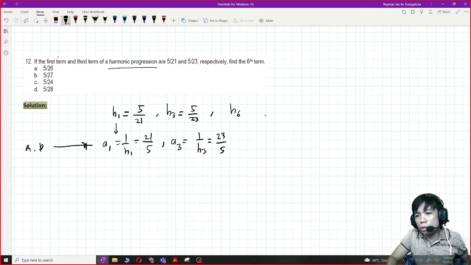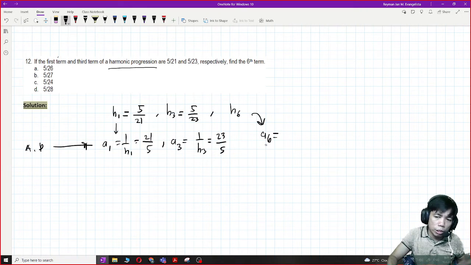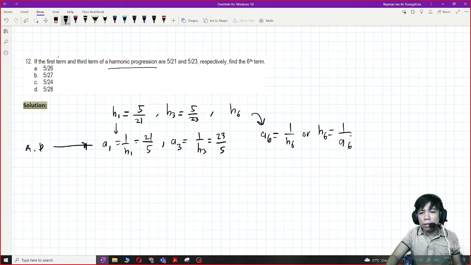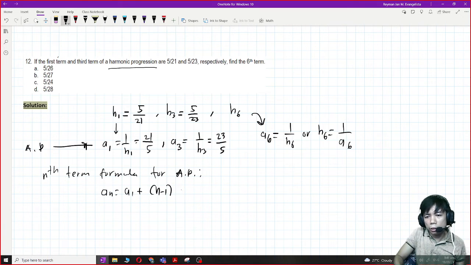So you need to get the 6th term in the arithmetic progression, because the 6th term in the harmonic progression, when reciprocated, is also the 6th term in the arithmetic progression. So H6 is 1 over A sub 6. The given are the first term and third term. How do we get the 6th term? First we get the common difference. You have to use the nth term formula for arithmetic progression. The formula is A sub n equals the first term plus n minus 1 times the common difference. The given is only the third term, so your n is 3.